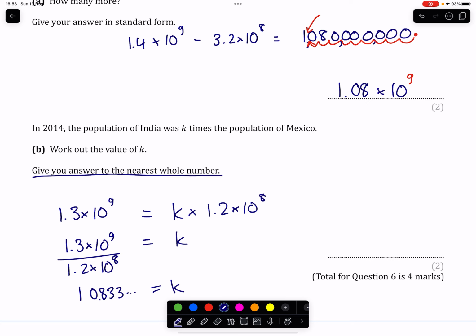And the question wants us to the nearest whole number. So rounding to the nearest whole number here, that 8 is going to turn that 0 into an 11. So 11 is our value of k. Done.